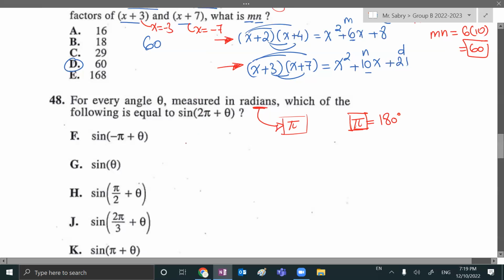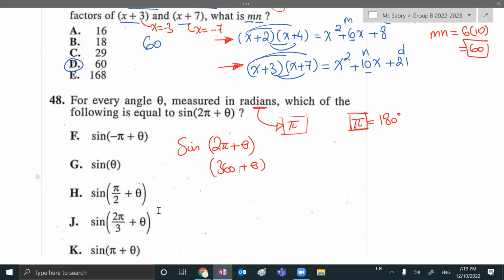So if I say sine of 2 pi plus theta, it's like I'm saying 360 plus theta. Now, if I add 360 to an angle, doesn't it return back to the same exact location?